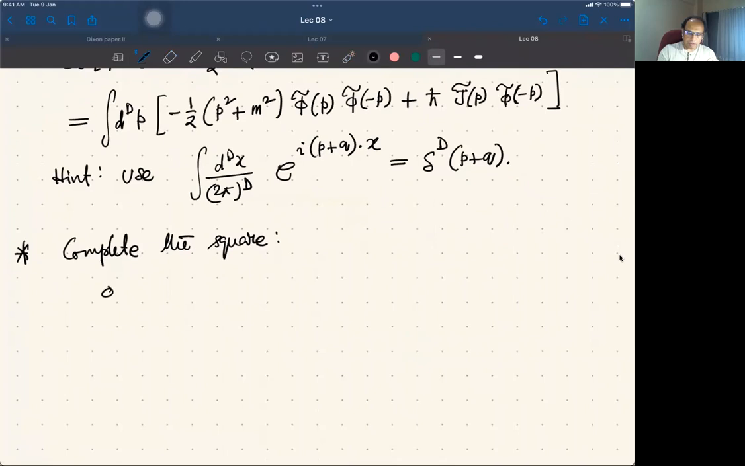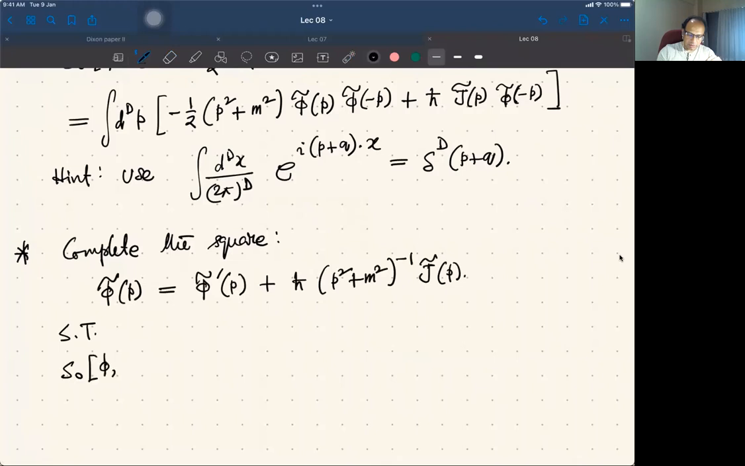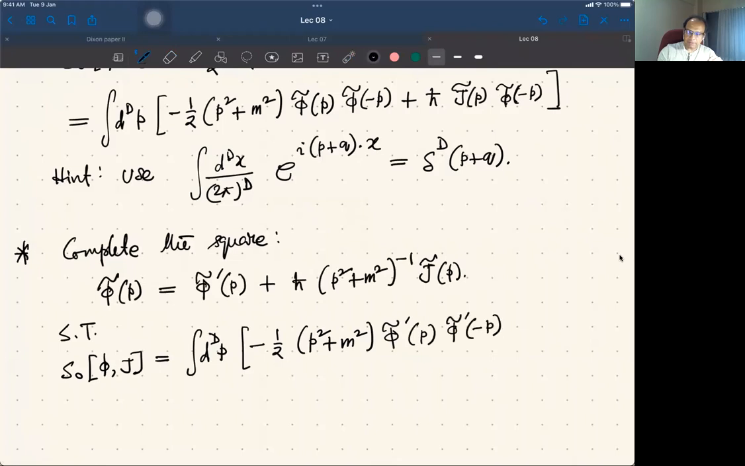And in order to do that, you have to do a substitution. In this case, the substitution reads as phi tilde p is equal to phi tilde prime p plus h bar times (p squared plus m squared) to the power minus 1 times j tilde p. With this substitution, show that S0 of phi comma j is given by the integral d^d p of minus half (p squared plus m squared) phi tilde prime p phi tilde prime minus p plus h bar squared by 2 (p squared plus m squared) inverse j tilde p j tilde minus p.